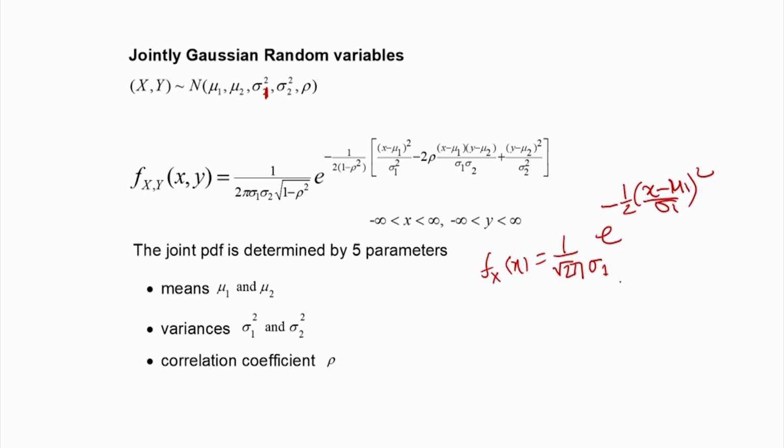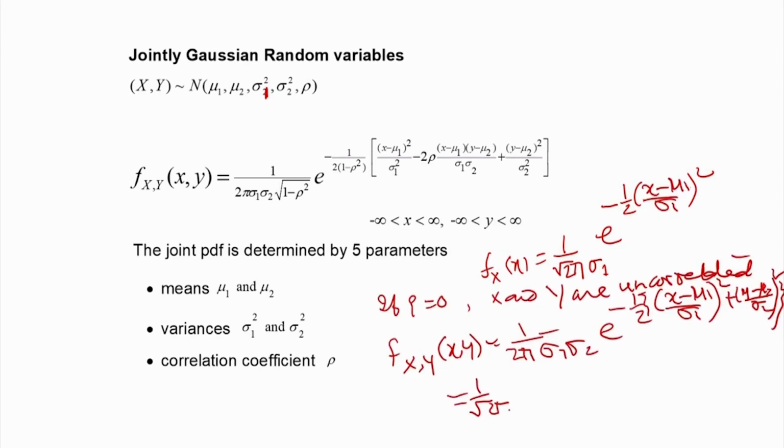So, if x and y are jointly Gaussian, then x will be Gaussian and y will be Gaussian. But the converse is again not true: if x is Gaussian and y is Gaussian, x and y need not be jointly Gaussian. Now, we see that this correlation coefficient is a measure of correlation between x and y, and we see what happens if rho is equal to 0. If rho is equal to 0, that means x and y are uncorrelated.